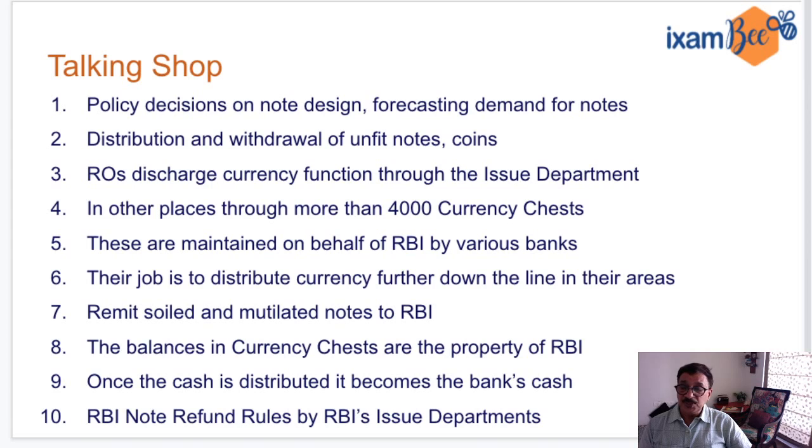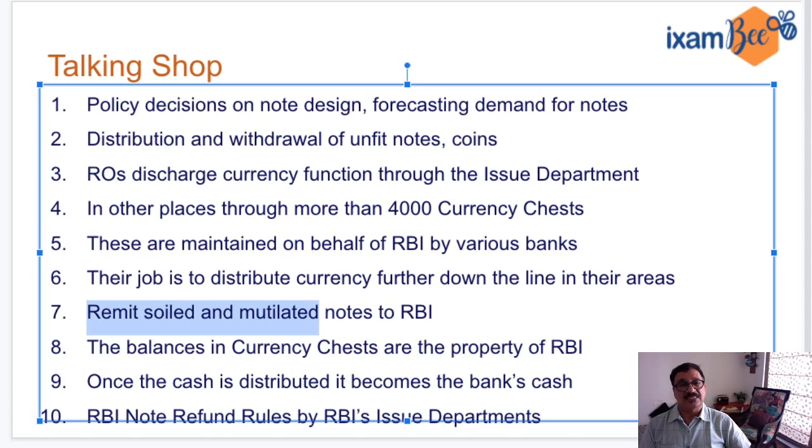Similarly, they distribute, and on the way back, they ensure that the soiled and mutilated notes are remitted back. They flow back to actually the banks themselves. They are supposed to sort out the notes, destroy the old notes which are dirty and not usable, and send the remaining notes which they think can be reused to RBI.